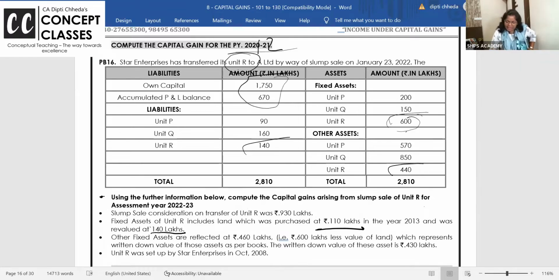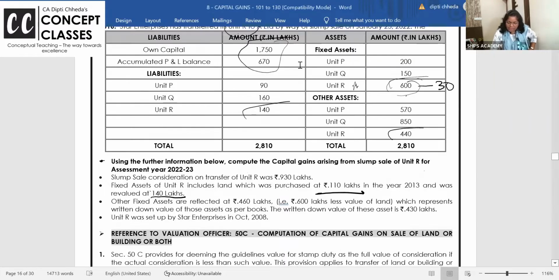Instead of 110, see, for unit R, there are many fixed assets. A, B, C, D, बहुत fixed assets हैं. One fixed asset, instead of 110, you have taken 140. So how much I need to minus from this for revaluation reserve? 30. 30. Very good, very good. Superb response. Other fixed assets are reflected at 460.